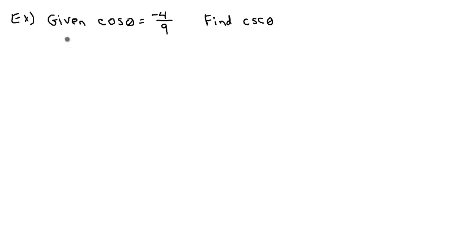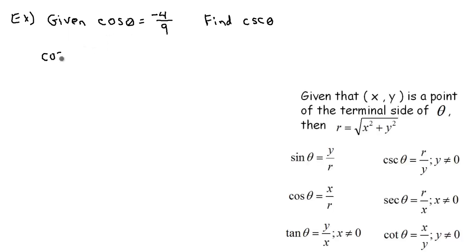In this video, we're given the value of cosine of theta, which is -4/9, and we need to find the value of cosecant of theta. So what do we know from our given? Well, cosine of theta is x over r. So our x has to be equal to -4, and our r has to be a 9.